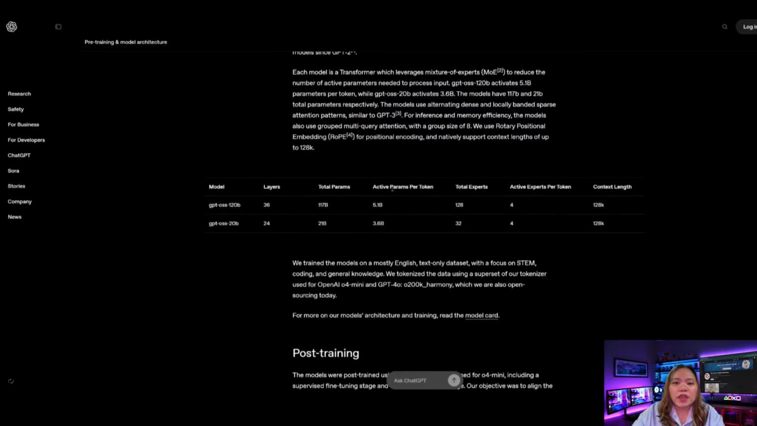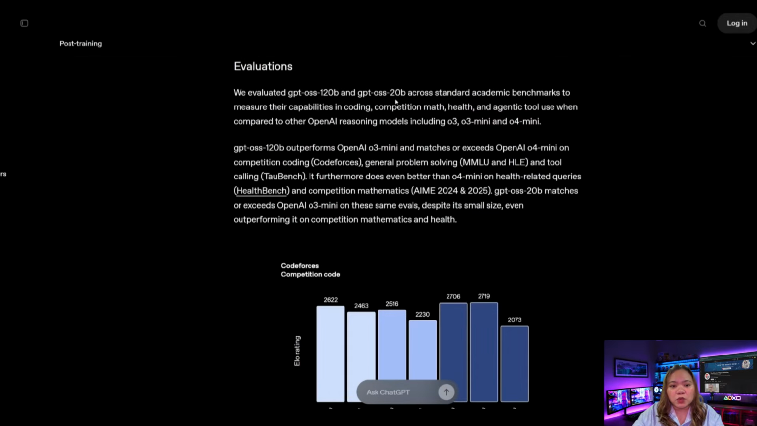Each model supports a 128K context window, which, while not industry leading, remains consistent with most current offerings. The 120B model features 117 billion parameters with 5.1 billion active per token, while the 20B model includes 21 billion parameters, of which 3.6 billion are active per token.